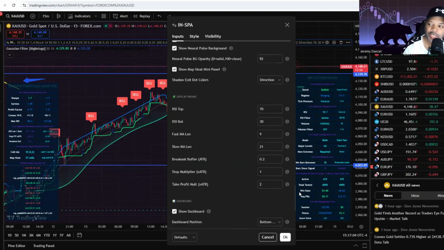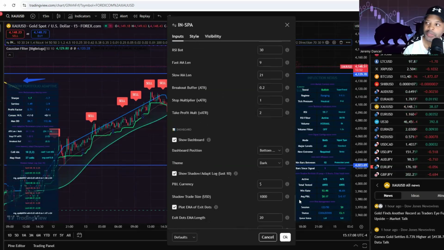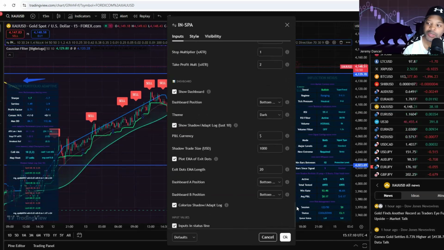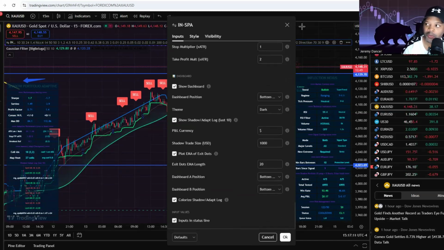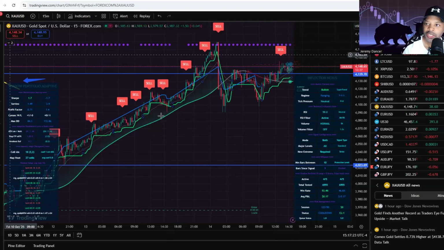Now I want to make sure you guys understand most of this you're never going to change. You're just going to leave it as is. I trust the inputs from the developer to use what he feels is best. But if you think you can do better, by all means. All right, now I'm just going to make my chart easier to see.